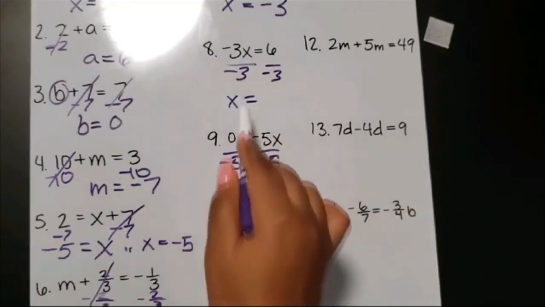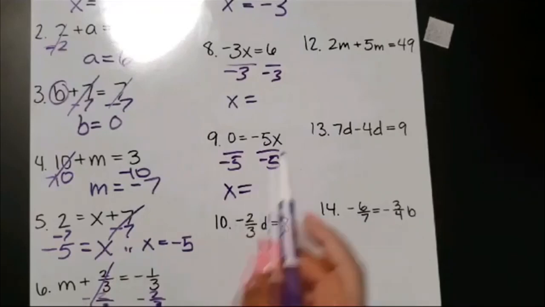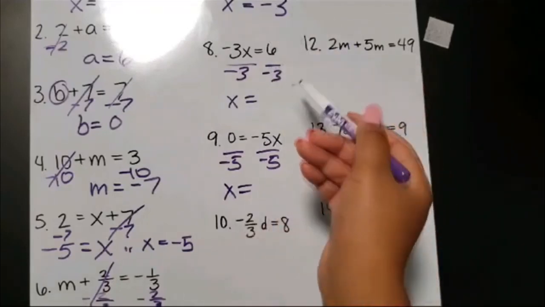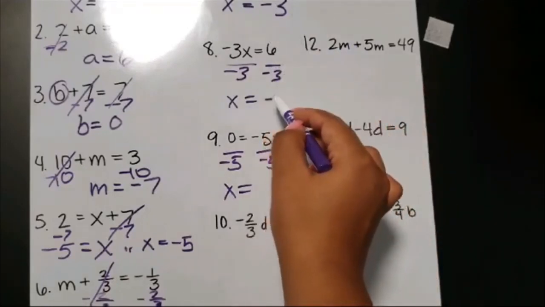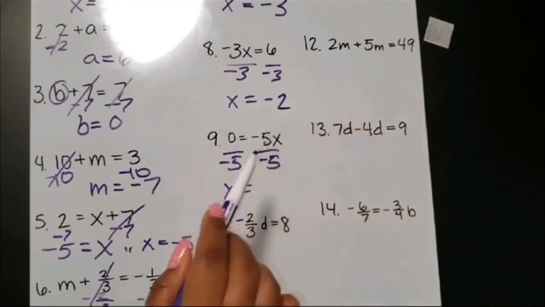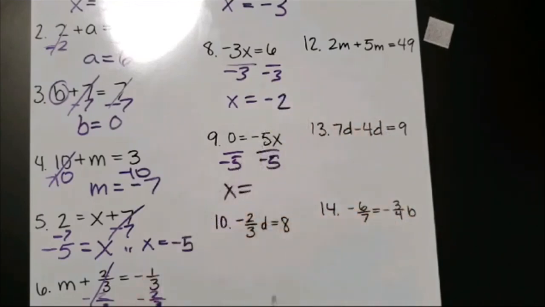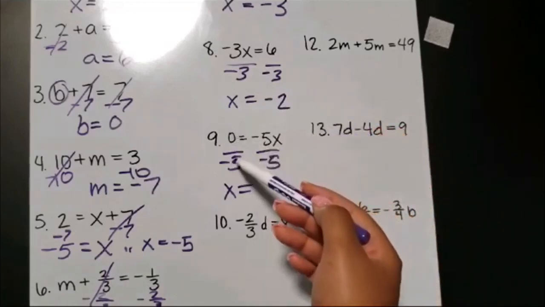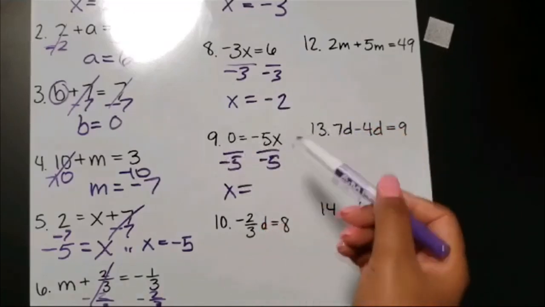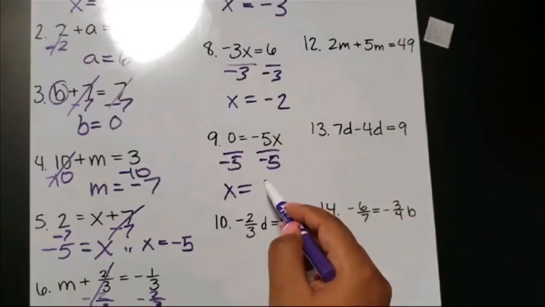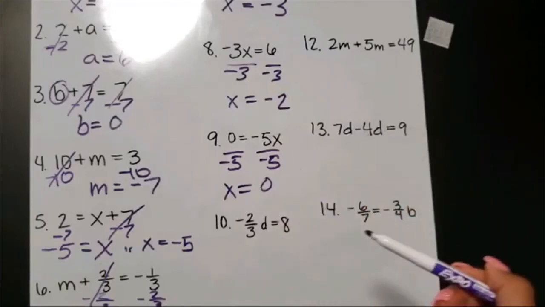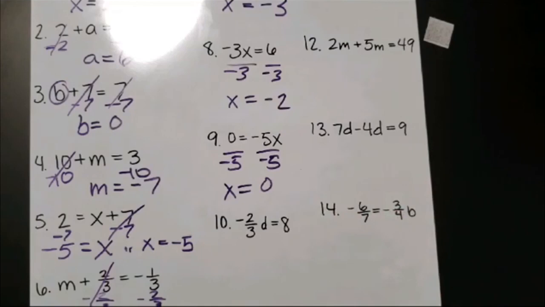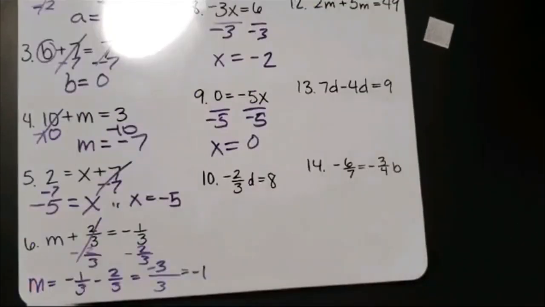So hopefully for number 8, you guys said that 6 divided by negative 3 is negative 2. And for number 9, hopefully you guys said that 0 divided by negative 5 is 0. And that's one of the properties that we talked about. All right, so let's look at number 10.